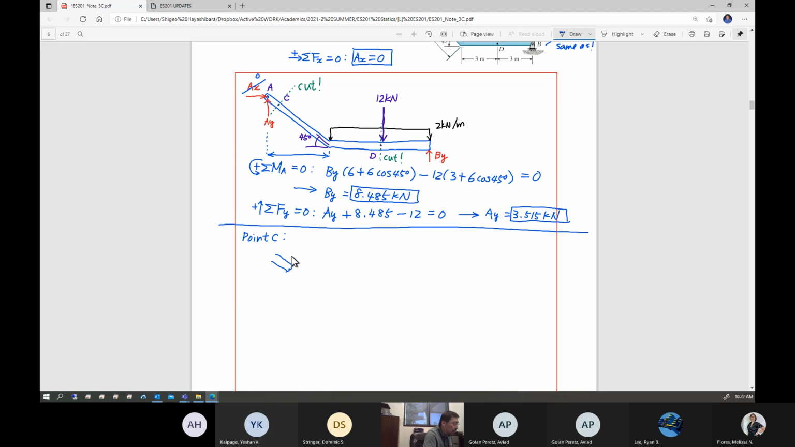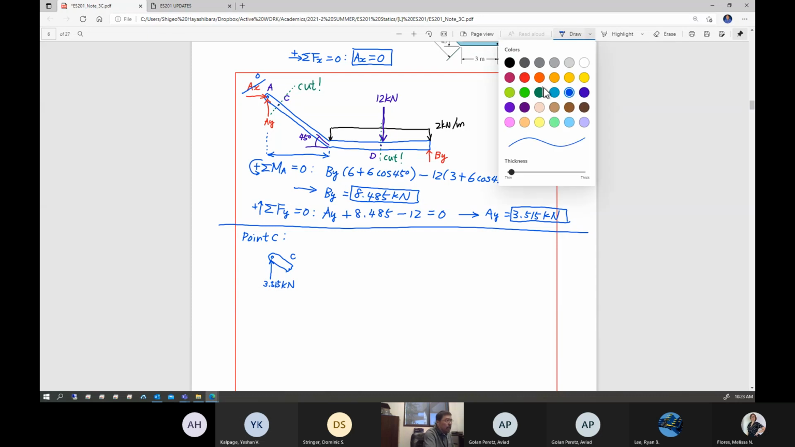So this is C. And then right here, we basically found AY. AY is 3.515 kilonewton.